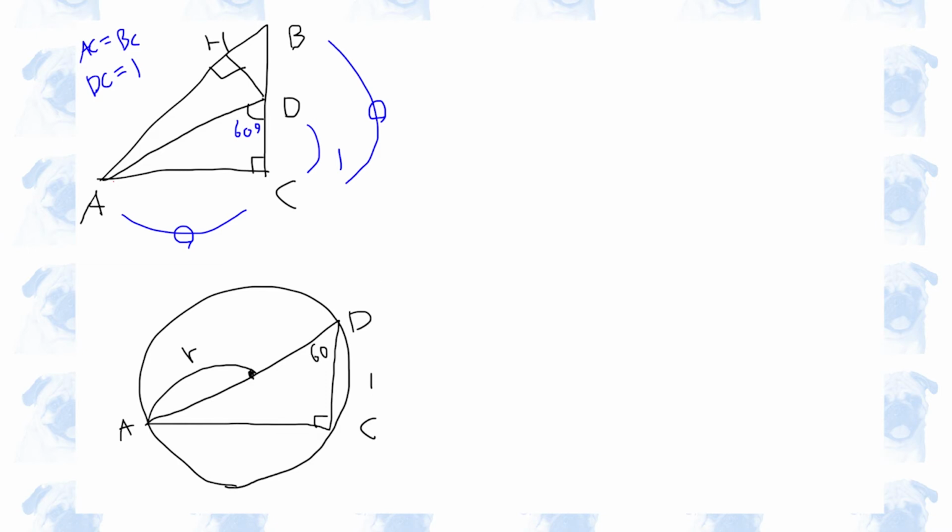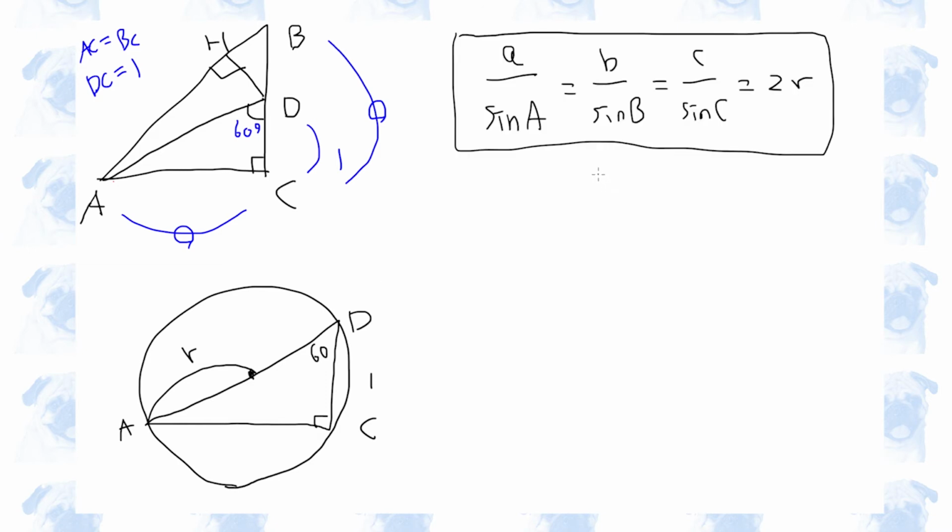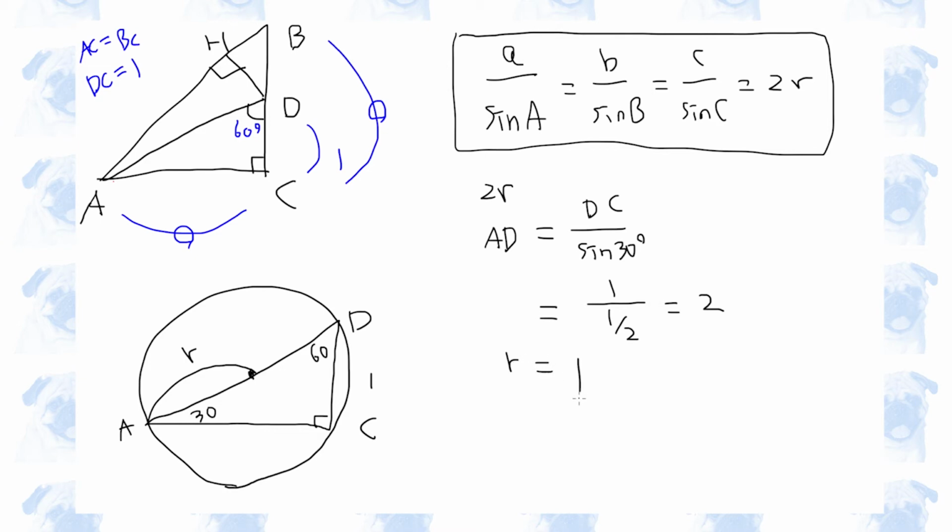Now, there's one formula that you should know. This is basically the sine rule, but when the triangle you're dealing with is circumscribed inside a circle, then this is equal to 2 times the radius r. So 2r is AD. This angle here is 30 degrees. So DC over sine 30 degrees is AD. So the radius is 1.